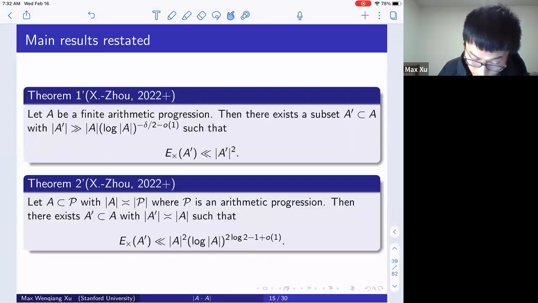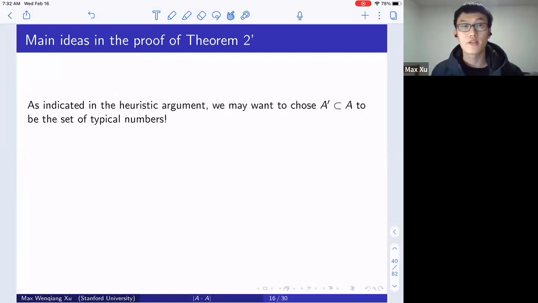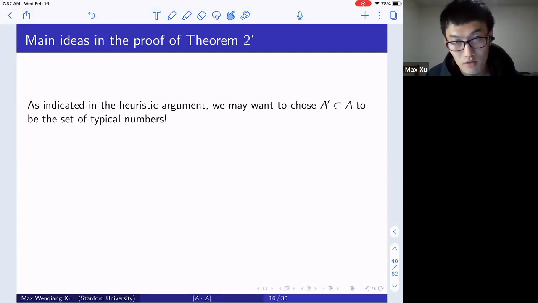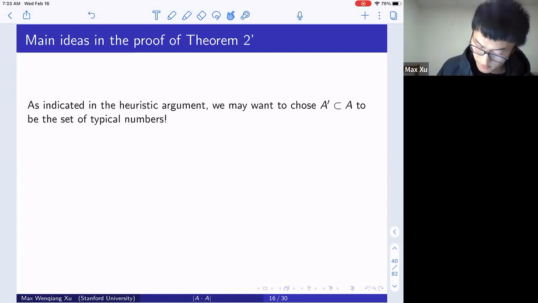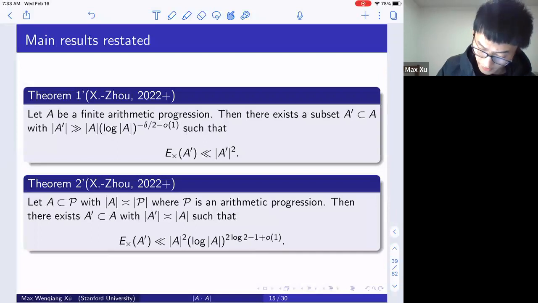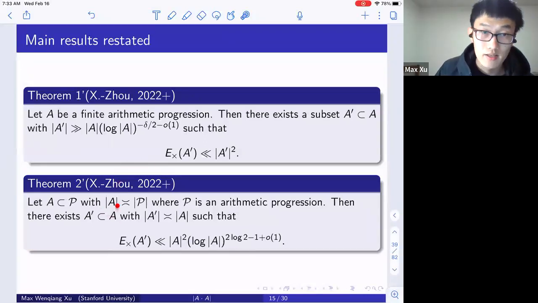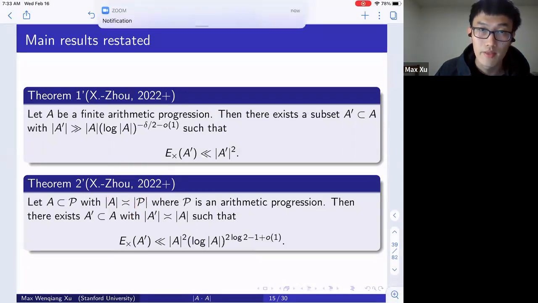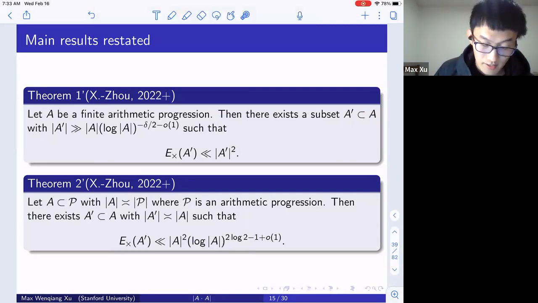So that's a statement for multiplication. From now on, everything is about multiplicative energy, so everything is about counting solutions to n1 n2 equals n3 n4. There are many common features in these two theorems, and Theorem 2 prime is easier than Theorem 1 prime. So I will mainly focus on Theorem 2 prime, and hopefully it will give you some indication of how Theorem 1 prime will go. But I will also mention some additional ideas in Theorem 1 prime, if I have time.